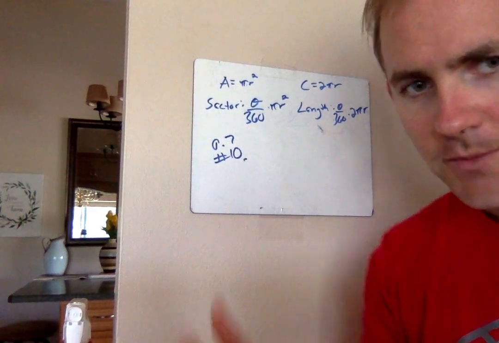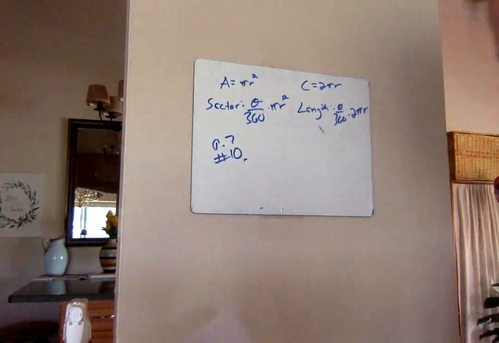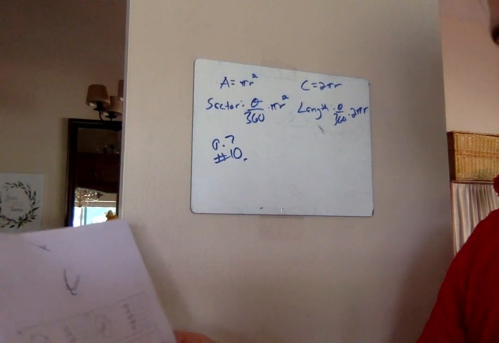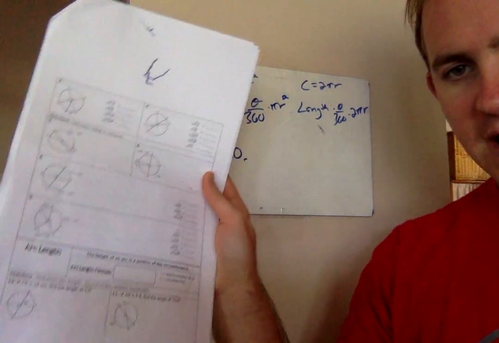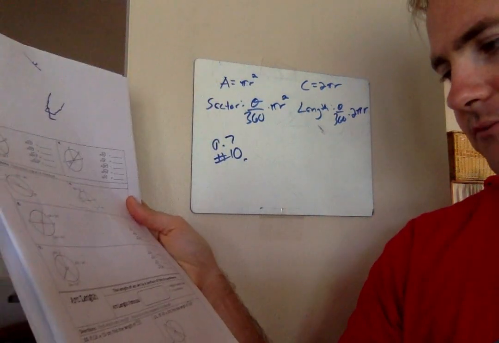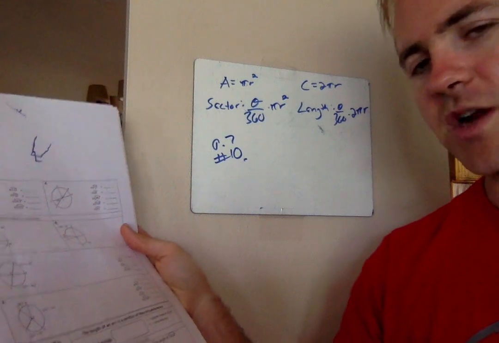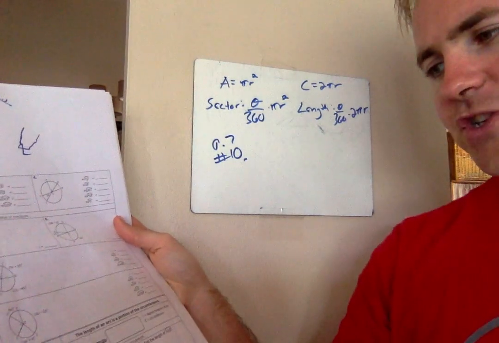Alright guys, in the last video we talked about the two formulas for arc length and for the area of a sector. What we're going to do is take a look at your classwork packet, page 7, question number 10. Once again, that's page 7, question number 10. And we're actually going to do two things.